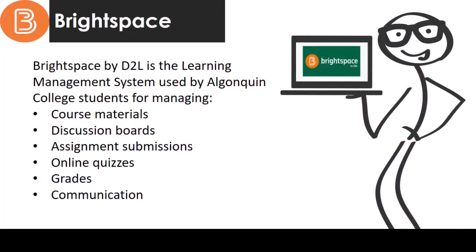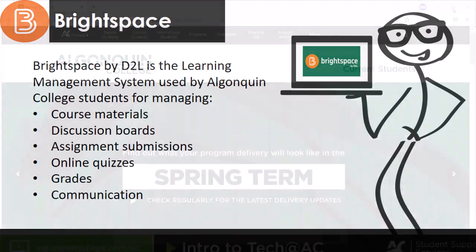Let's get started. Brightspace is a website where you'll be accessing materials for your course, taking part in discussion boards, submitting assignments, doing quizzes and tests, checking your grades, and communicating with your classmates and professors. It's basically the hub of most of the online activities you'll be doing for your courses.